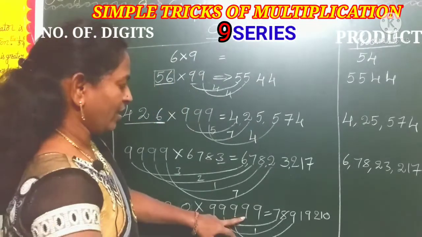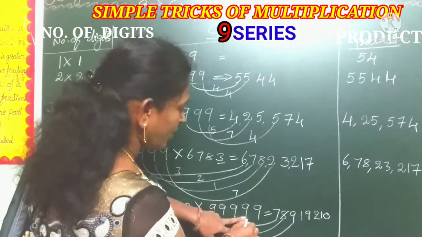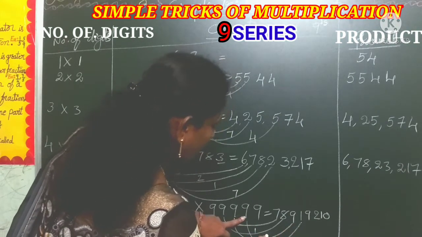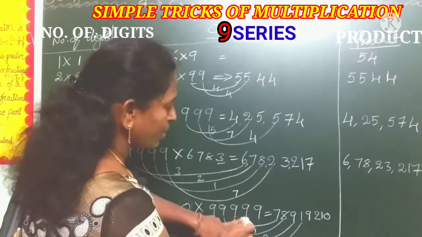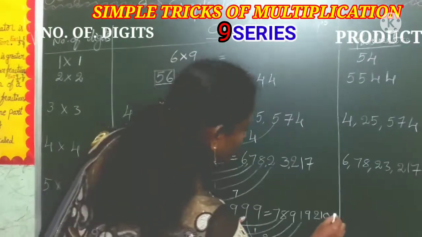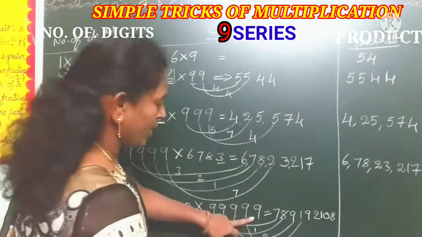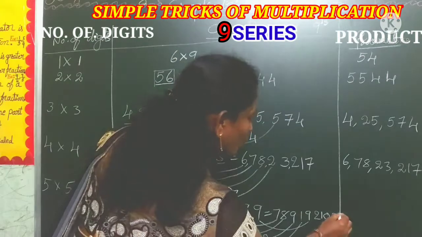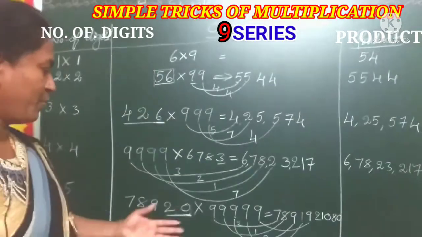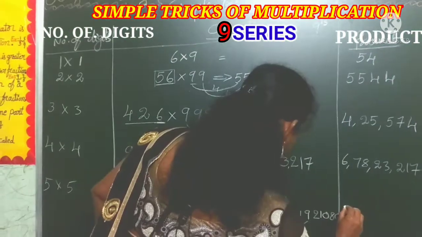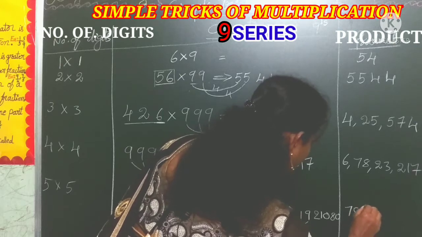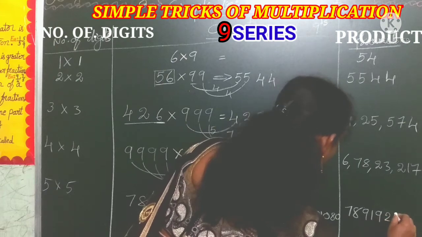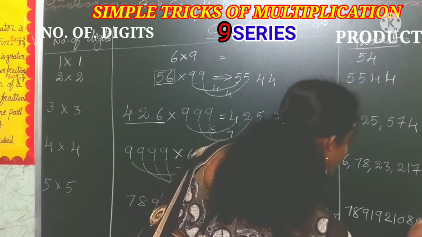Okay, and next one again next digit 9. Difference of 9 and 1. Here 9 minus 9 is 0, you know. 9 minus 1 it is 8. So here is 8. And again 9 and 9. The difference of 9 and 9 is 0. So the process is completed. Their product is, see right here, 7 8 9 1 9 2 1 0 8 0.